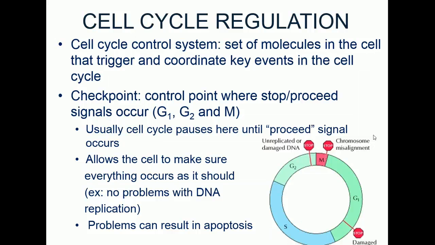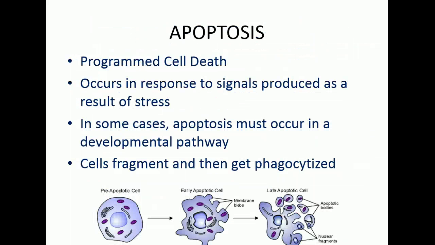If a problem is identified at one of these checkpoints, the cell is probably going to go through a process called apoptosis, or programmed cell death. And this is going to be in response to signals that are produced either as a result of stress or through one of the checkpoints. So the cell would recognize that something's wrong. It would signal to itself that apoptosis needs to occur, and it goes through this process of basically fragmenting itself and breaking down so that it is no longer a functional cell, and these parts can be phagocytized and recycled.